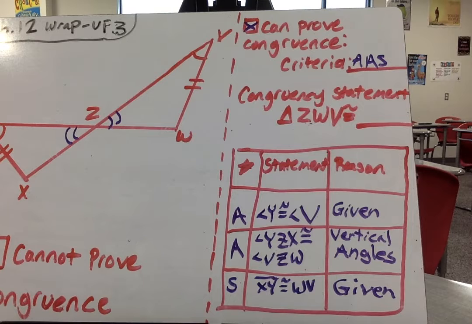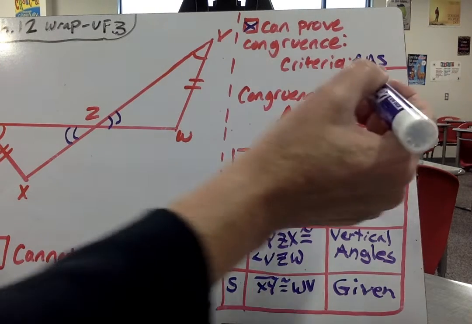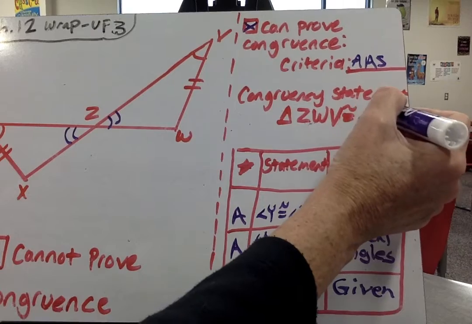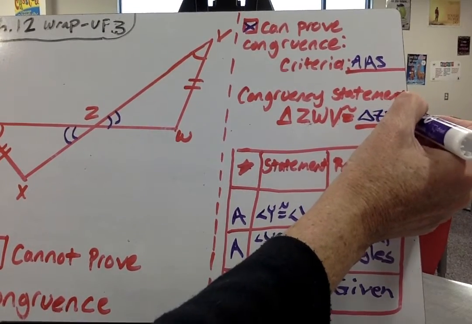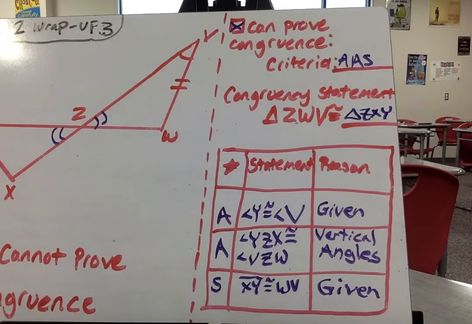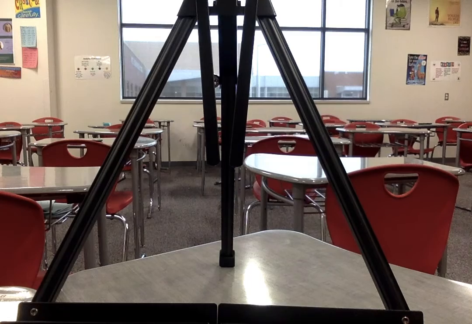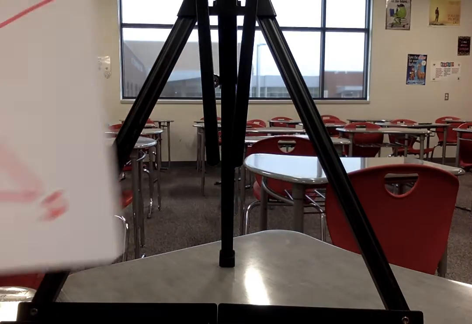Okay, next we're going to go on to the next page. Oh, wait, we got to put our triangles. So we could say triangle ZWV is congruent to triangle ZXY. Almost forgot that part. Okay. All right, we're going to go on to our last one that I'm going to do for you. It's number 14.